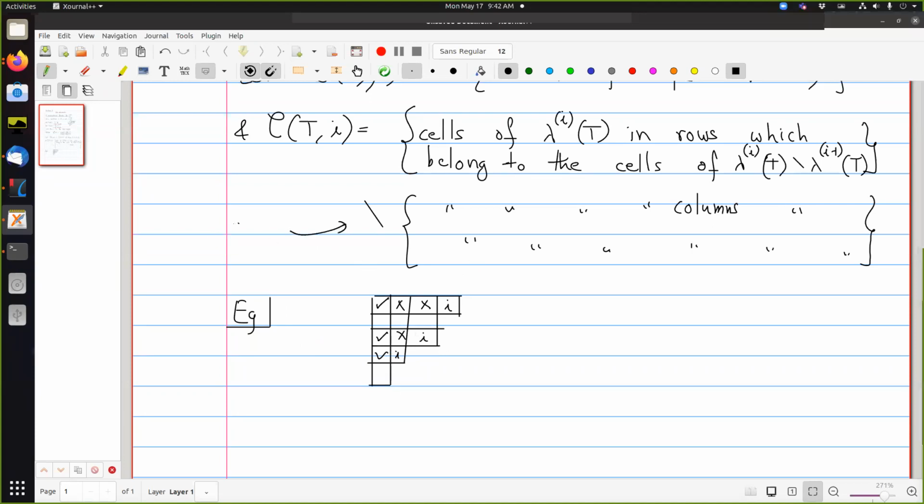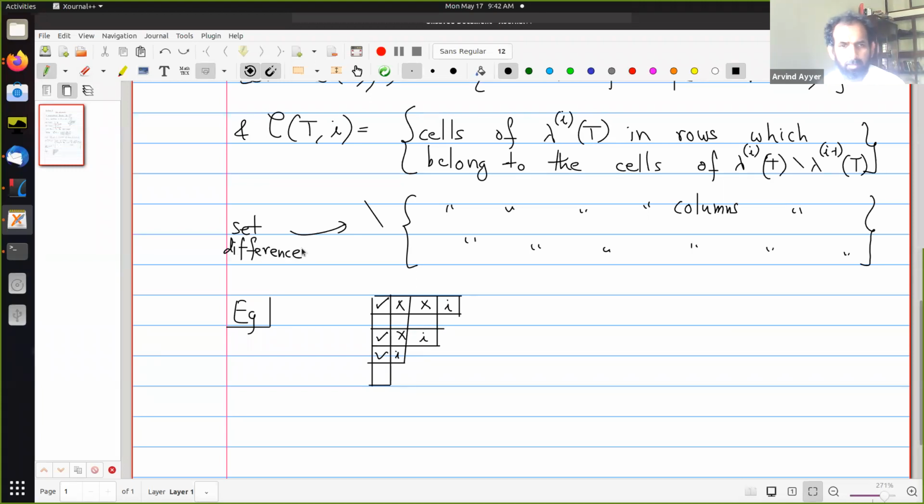Okay, so that's not clear. This is a set difference. I'm not saying one is contained in the other. Here also one is not contained in the other, if you look. Okay. All right.